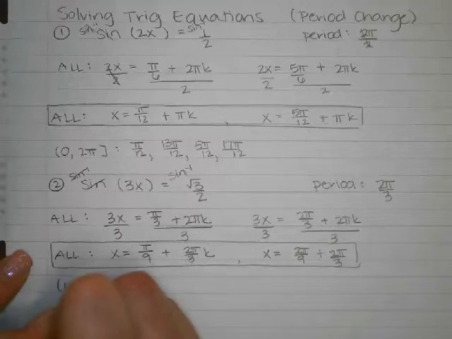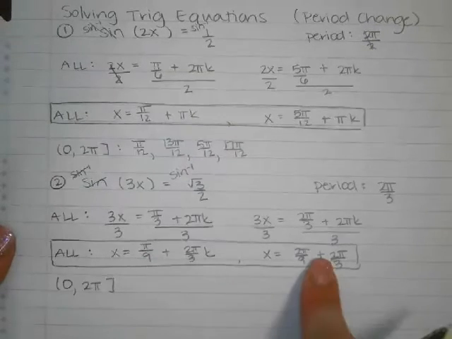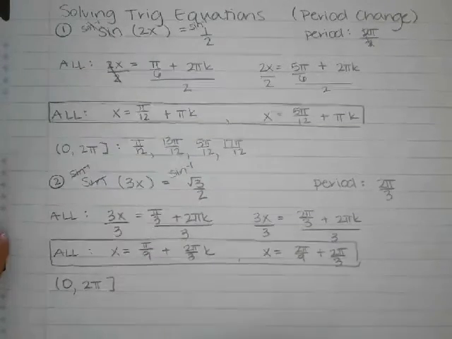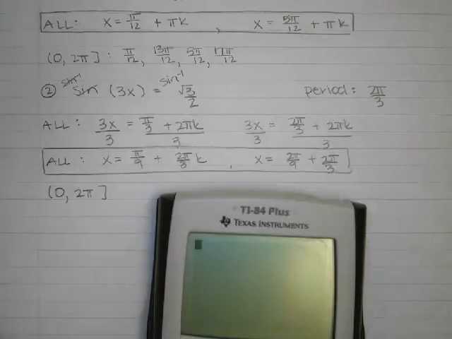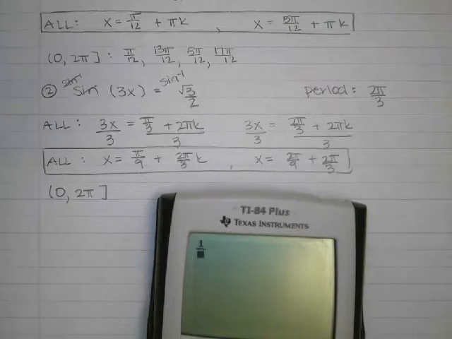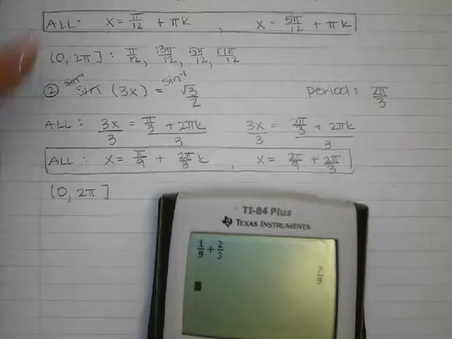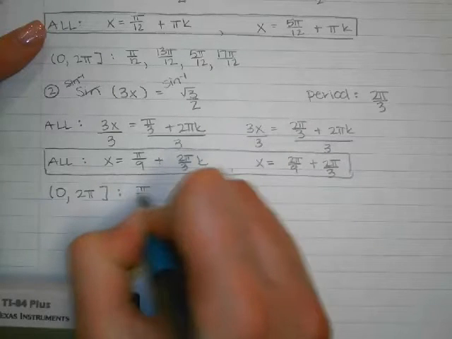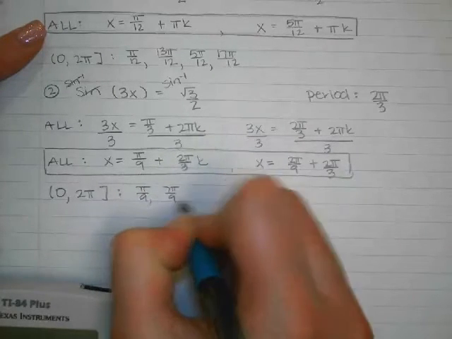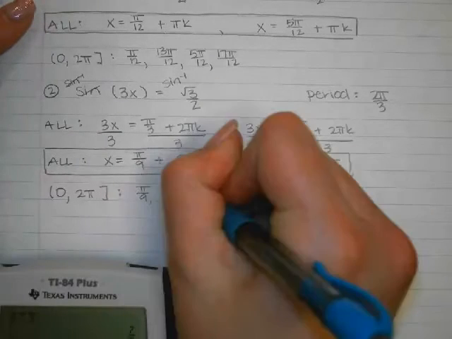If I'm looking for solutions from 0 to 2 pi, then I'm going to expect 3 answers from each of these, because 2 pi was broken up into 3 sections. So I'm going to do 1 ninth plus 2 thirds. I get 7 ninths. So pi ninths was the first answer, 7 pi ninths was the second answer. I'm going to go ahead and add 2 thirds again. 13 ninths is the third answer.